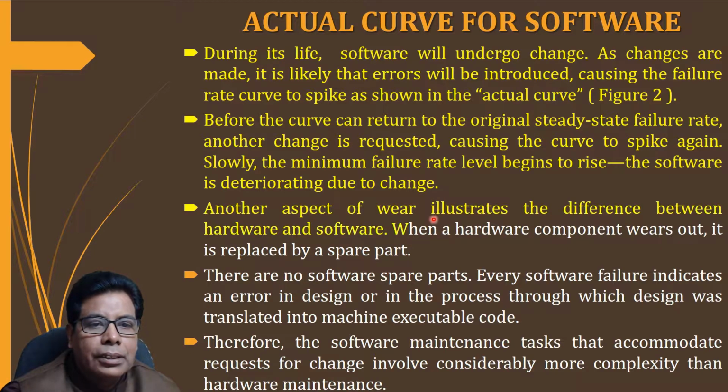Another aspect of wear illustrates the difference between hardware and software. When a hardware component wears out, it is replaced by a spare part. In the case of software, we don't have spare parts. Every software failure indicates an error in the design or in the process through which the design was translated into machine executable code. Therefore, software maintenance tasks that accommodate requests for change involve considerably more complexity than hardware maintenance. To take an example, if some part of your vehicle or car is damaged, you can straightaway replace it. But in the case of software, it is not possible. If you want some change in the software, it will add more complexity.